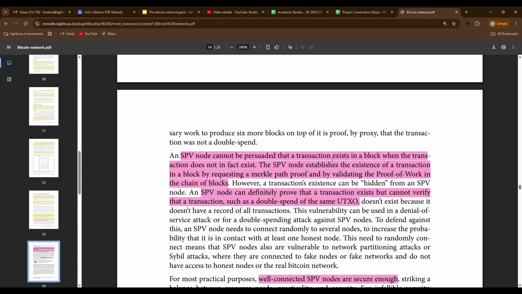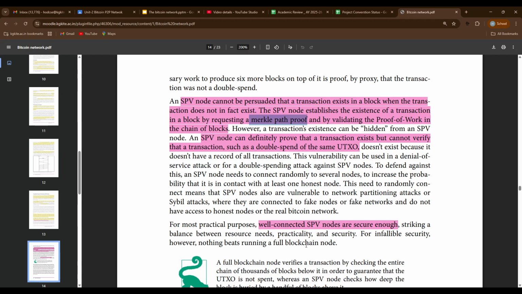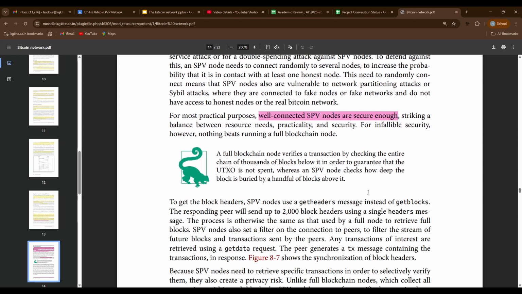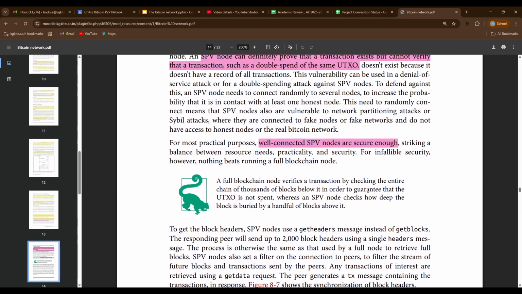So how can you get to know whether this transaction is in that block or not? The SPV node will establish the existence of a transaction in a block by requesting the Merkle path. Hope you remember all this, we learned it in unit 1. A Merkle path proof, and then it will validate the POW in the chain. So practically speaking, if the network has well connected SPV nodes, it is more than enough for an application to reside in the blockchain.